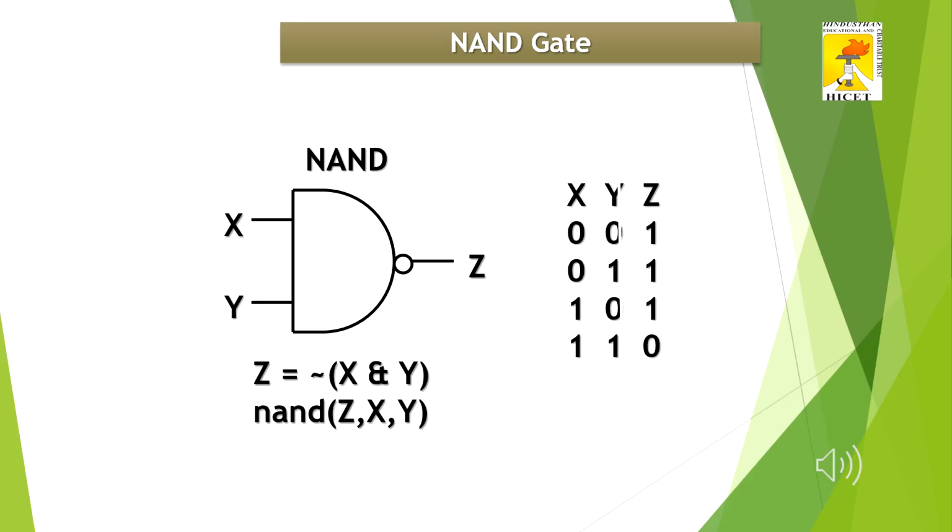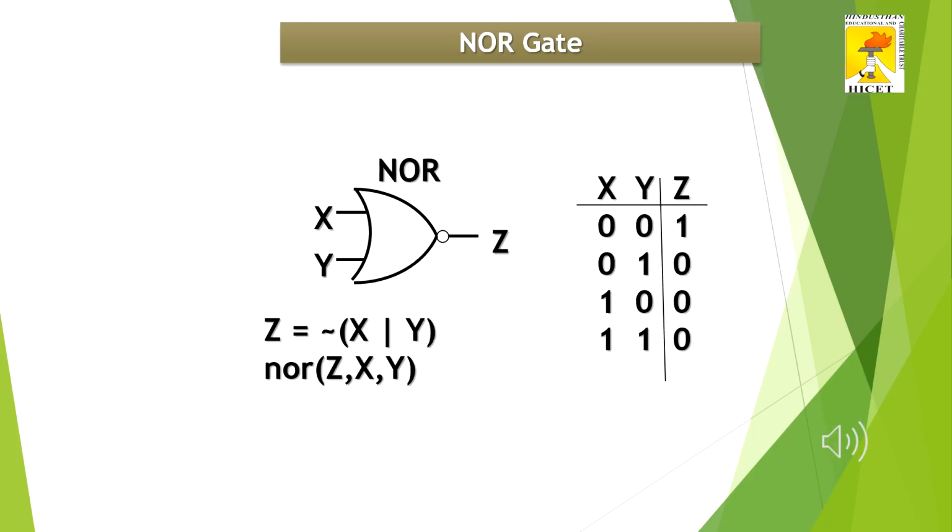See the truth table, 0 and 0 gives 1, 0 and 1 gives 1, 1 and 0 gives 1 and 1 and 1 gives 0. If any of the inputs is false, then we will get the output as true. Okay, if the two inputs are true, then we get the output as false, right? This is the truth table for the NAND gate.